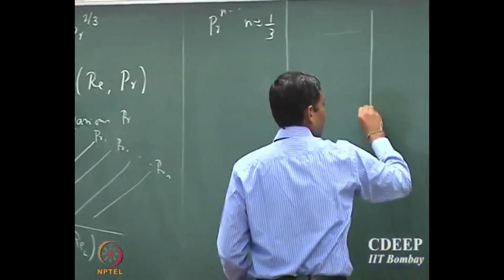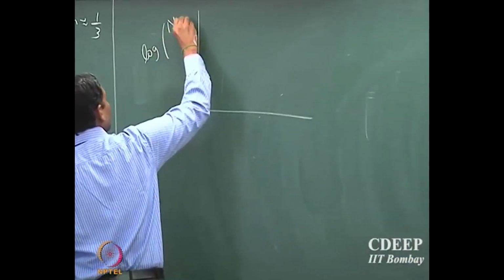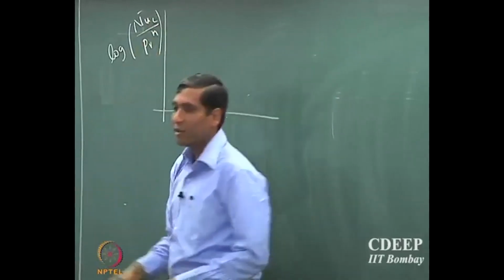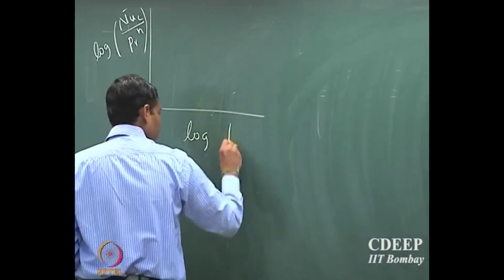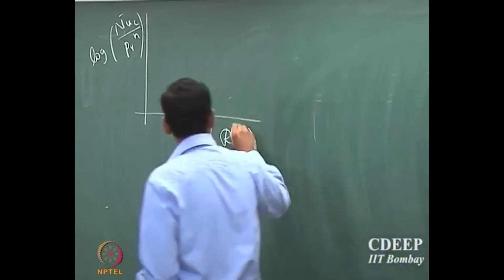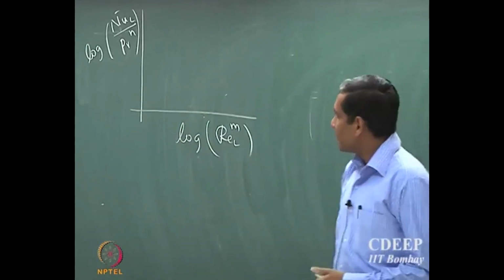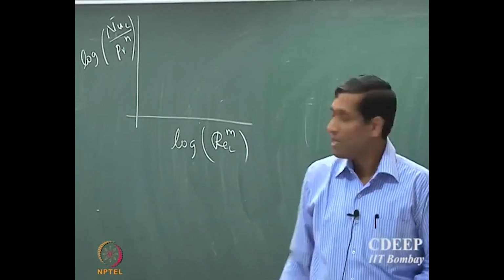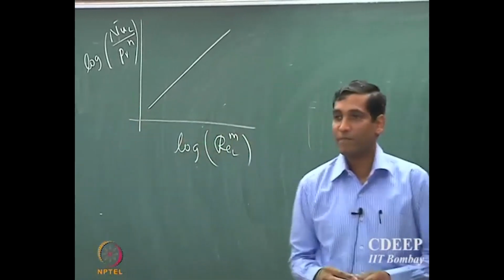So then the next stage was they said, okay, let's try to look at log of Nusselt number by Pr to the power of n, we still don't know what the exponent is, and log of Reynolds number to the power of m. So let's try to make a plot, because they got some insight from the Chilton-Colburn analogy, and they made a plot of this sort, and then you get some sort of a straight line relationship.